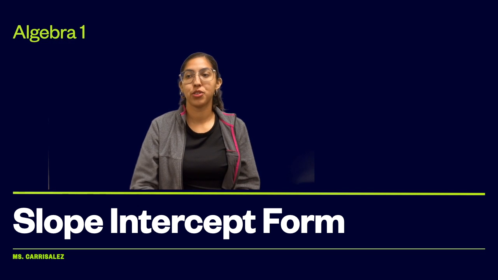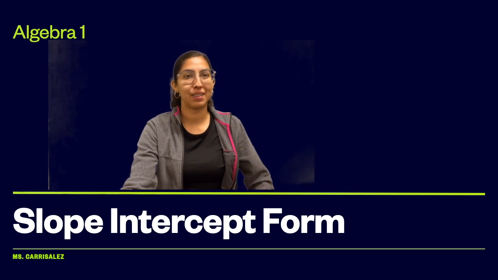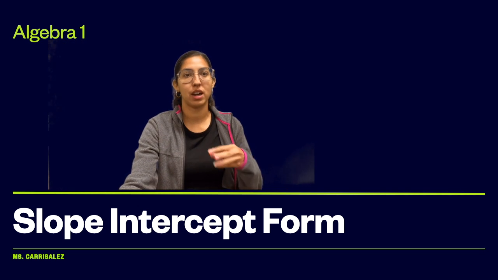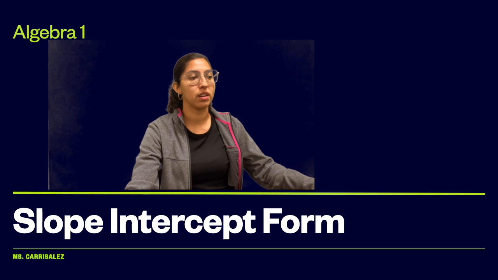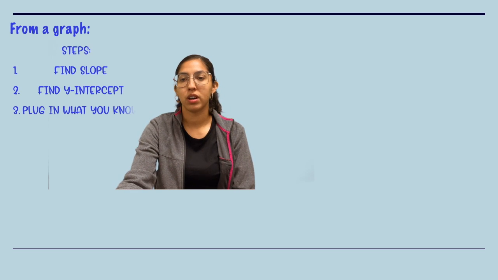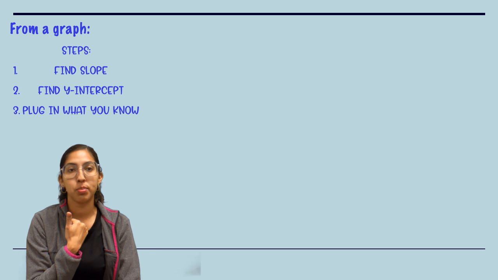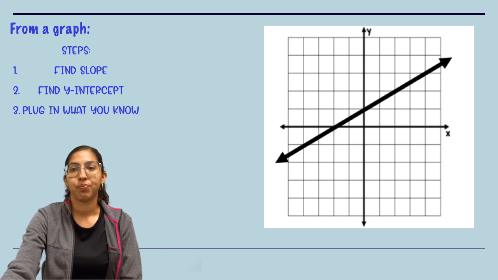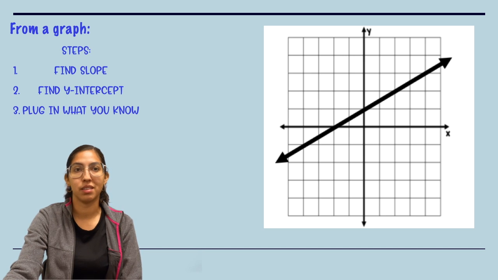Today we're going to talk about slope intercept form from a graph and 2 points or a table. So how can you find the actual equation when you're given the line already? From a graph, our steps are to find the slope, find the y-intercept, and plug in what you know. Typically, graphs are pretty simple because you can just find the information.